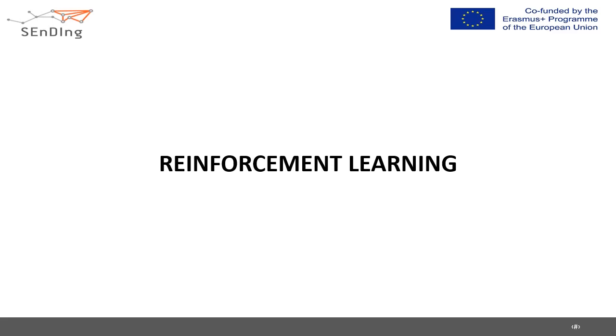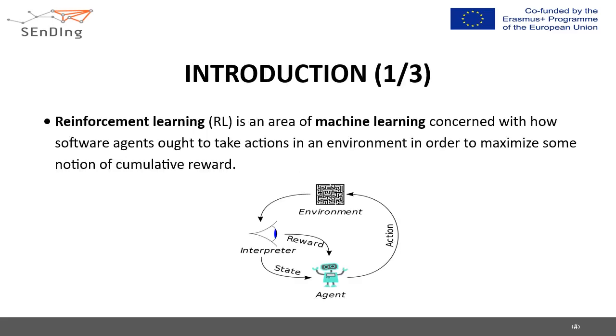Reinforcement Learning. Reinforcement learning is an area of machine learning concerned with how software agents ought to take actions in an environment in order to maximize some notion of cumulative reward.